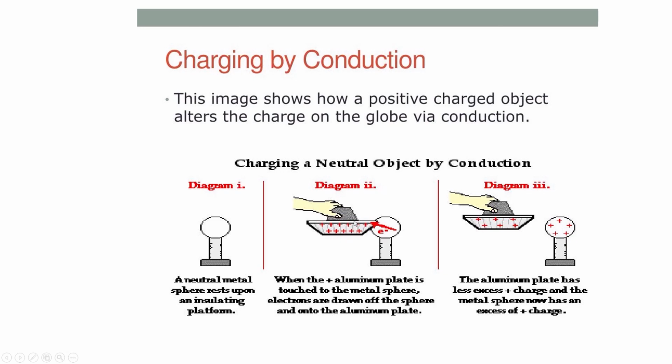Electrons move from the sphere to the aluminium, and as a result, what will happen? The aluminium plate has less positive charge, and the metal sphere now has an excess of positive charge. So you actually transfer the charge from one object to another object through the conduction process. Keep in mind that here the charge is being transferred from one object to another object. So I hope that you have understood the methods of charging materials.